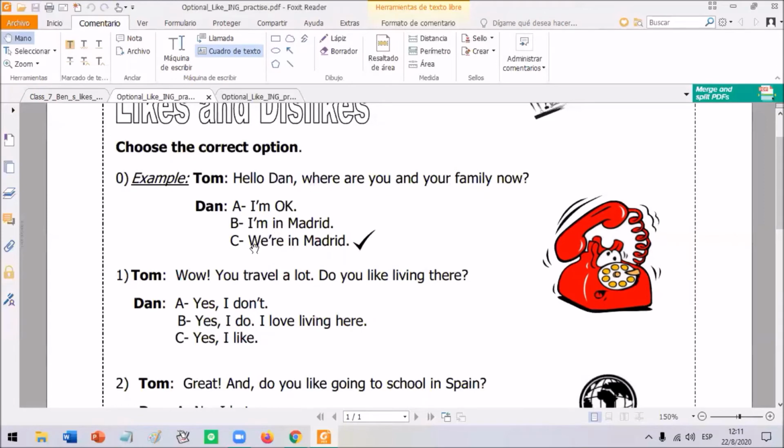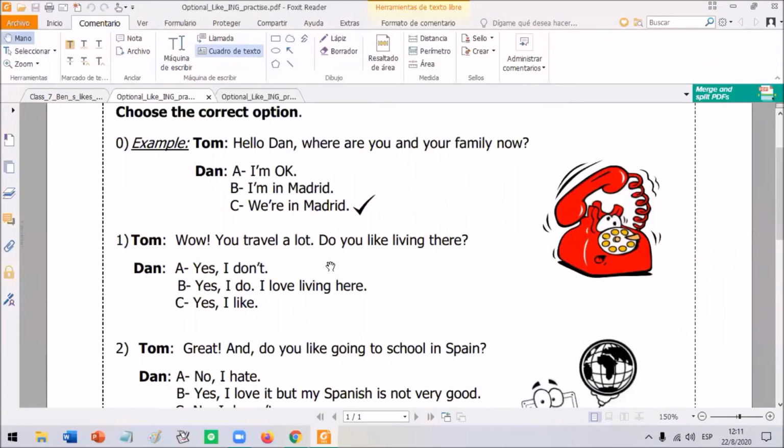Por eso en la respuesta correcta tenemos que usar we. We are in Madrid, porque Dan está respondiendo por él y su familia, nosotros. We are in Madrid, ¿ok? Entonces ya sabemos dónde está. Where are you and your family now? We are in Madrid. Wow, you travel a lot.